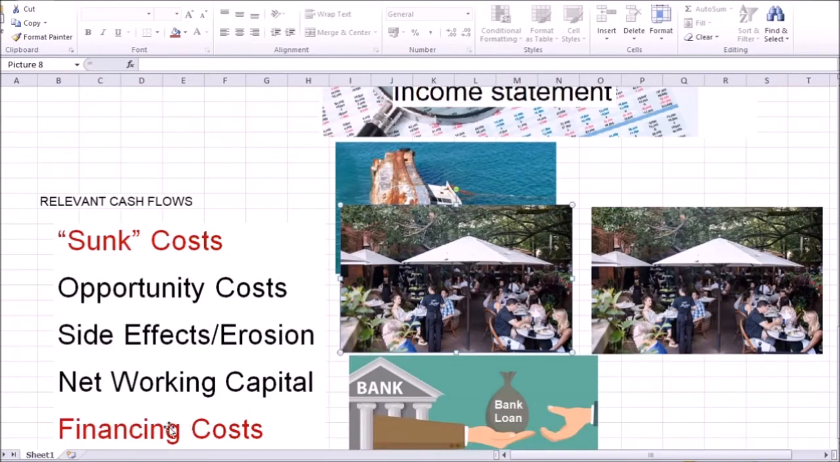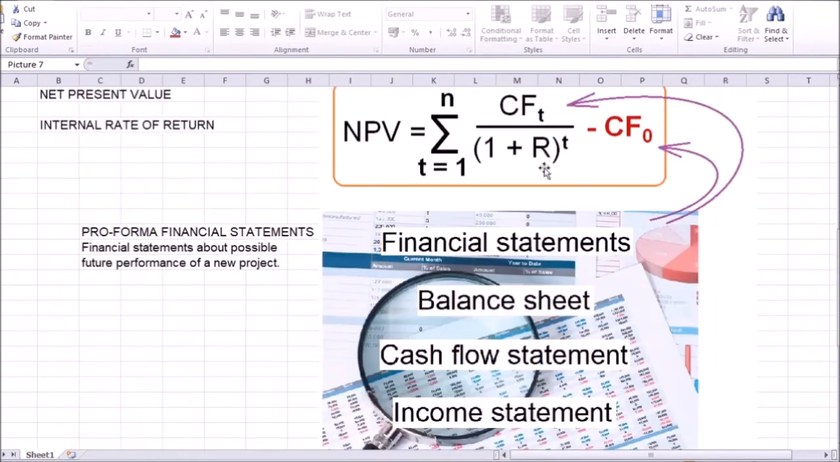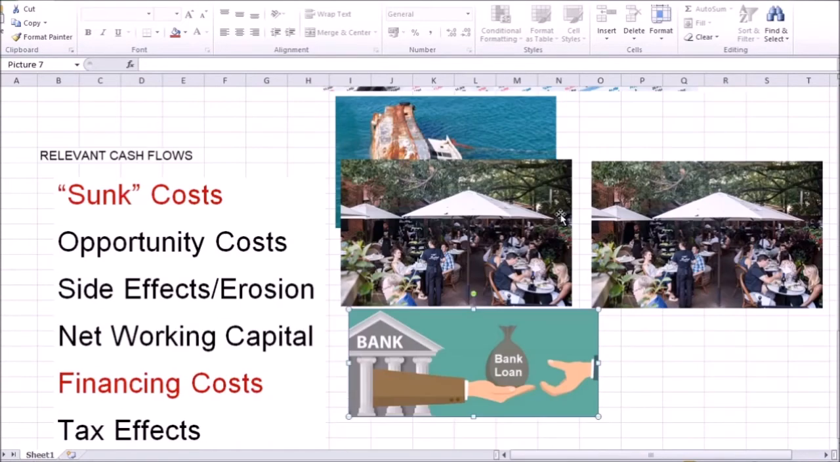Next, interestingly enough, financing costs, or the costs of acquiring money for that new project, are not actually relevant cash flows when we are calculating NPV or the internal rate of return. This is often confusing to some of us. One way of thinking about it is that the risks associated with all of that are taken into account within this required rate of return. And lastly, clearly, taxes are an additional cost to any new investment project.